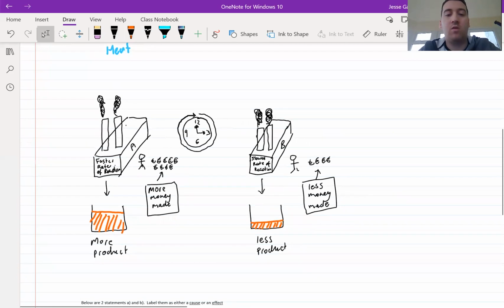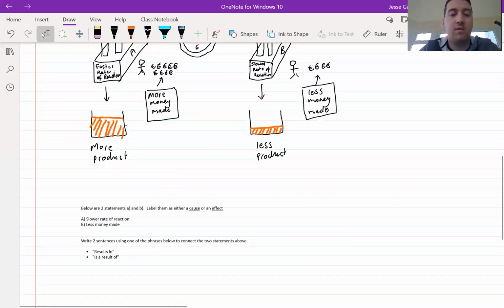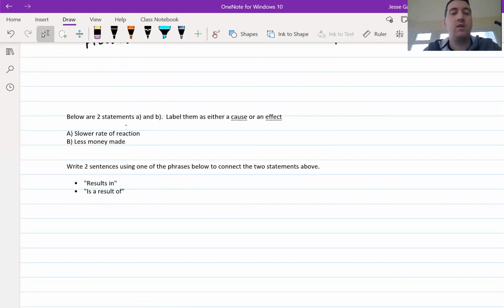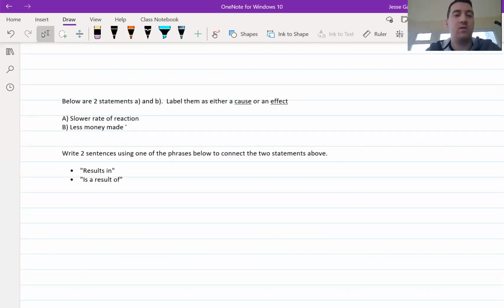All right, let's do some more practice. Before we do, I've got here a quick question for you to do before we go to some of the shorter questions. Here it says, below are two statements, A and B. Label them as either a cause or an effect. So one of them is a cause and one of them is an effect.